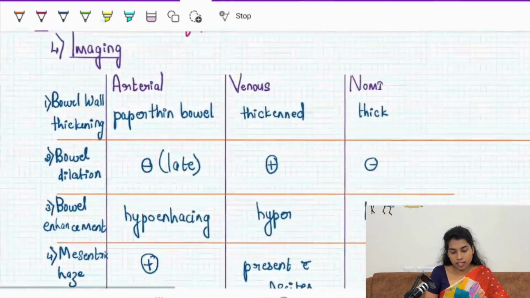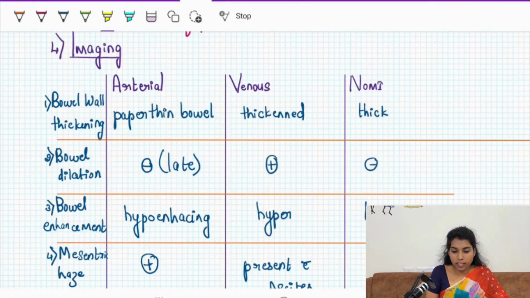Starting with the first imaging feature, which is the most important difference, that is bowel wall thickening. We've already seen in our example that arterial will show paper thin bowel wall, whereas venous and NOMI will have thickened bowel loops. NOMI sometimes can have a normal to even thin bowel wall, right? Then bowel dilatation. I've already showed you in the pathogenesis also that it is a predominant feature of a venous ischemia. However, it occurs both in arterial as well as non-occlusive mesenteric ischemia slightly in a later stage.